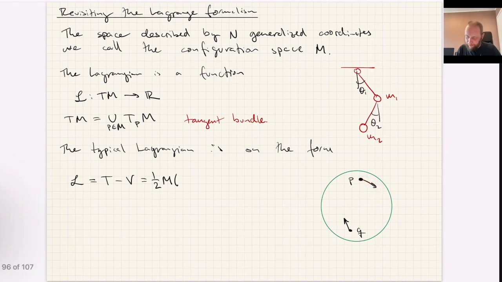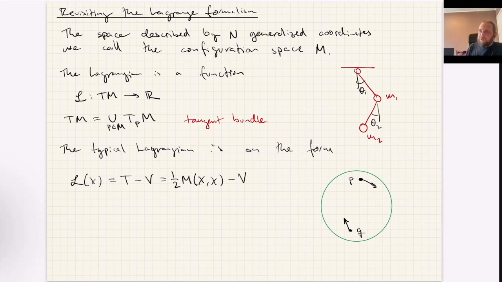So it's some function taking, essentially squaring a vector. So if I act here on some vector x, it's m of x and x, that's your kinetic energy. X is the vector. And then minus this v, the potential is a function only on the generalized coordinates. So it doesn't depend on the vector itself, it just depends on where the vector is.